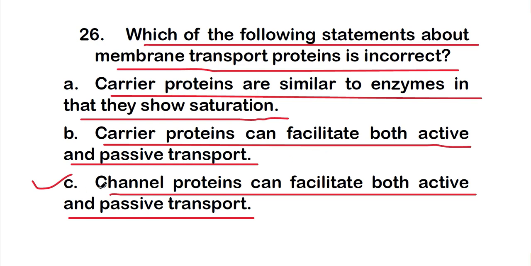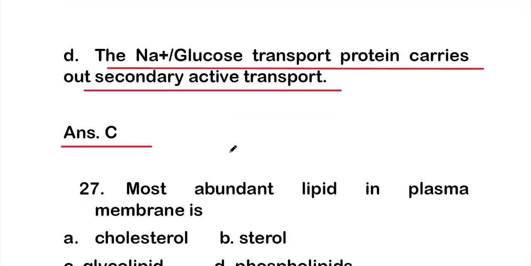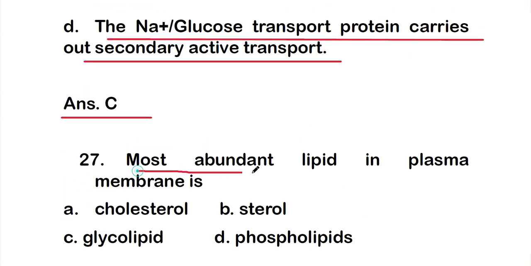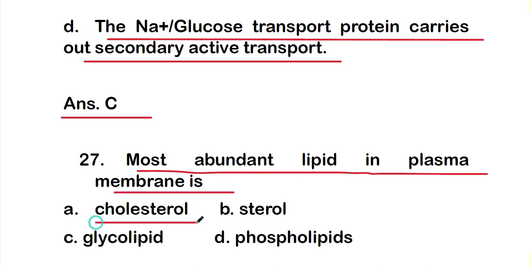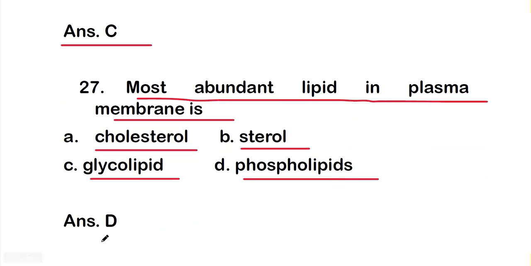That is option C, that channel protein can facilitate both active and passive transport. So this is not true. Okay, let's move on to question number 27. Most abundant lipid in plasma membrane is option A cholesterol, option B sterol, option C glycolipid, and option D phospholipids, and the right one is option D, that is phospholipids. So the most abundant lipid in plasma membrane is phospholipids.